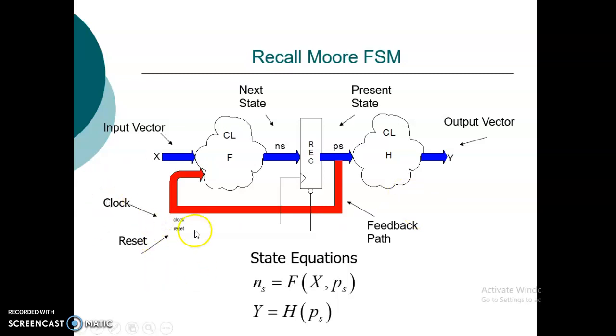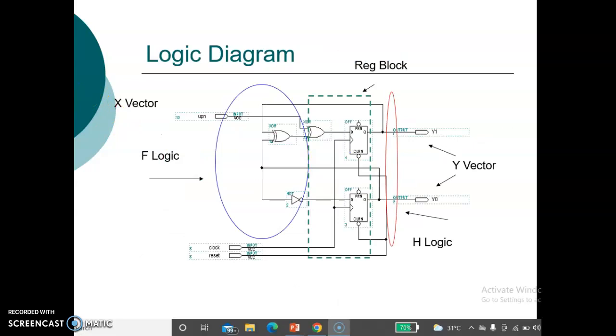That's where clock going to connect with this register, reset also, and then X vector, input vector, next state, PS, present state, output vector, feedback, state equations, NS, next state equal to F of X comma PS, X input vector, okay, and then this is H logic, Y vector, F logic, X vector, same is to block this one.